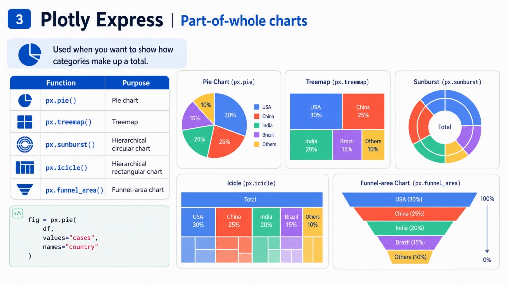Part-of-whole charts show how different categories contribute to a total. A pie chart is the simplest example. Plotly also provides tree maps, sunburst charts, and icicle charts for hierarchical data. These are especially useful when categories contain smaller subcategories.